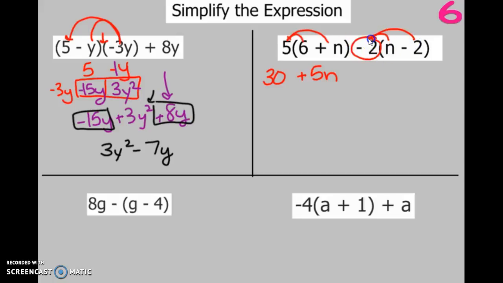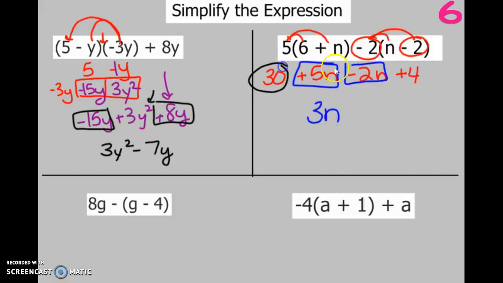However, don't forget this negative is like a negative 2. So negative 2 times n is just negative 2n. But now negative 2 times negative 2 makes a positive 4. So combining our like terms, start with our letters. 5n minus 2n gives us 3n. And then 30 plus 4 is just 34. So 3n plus 34.